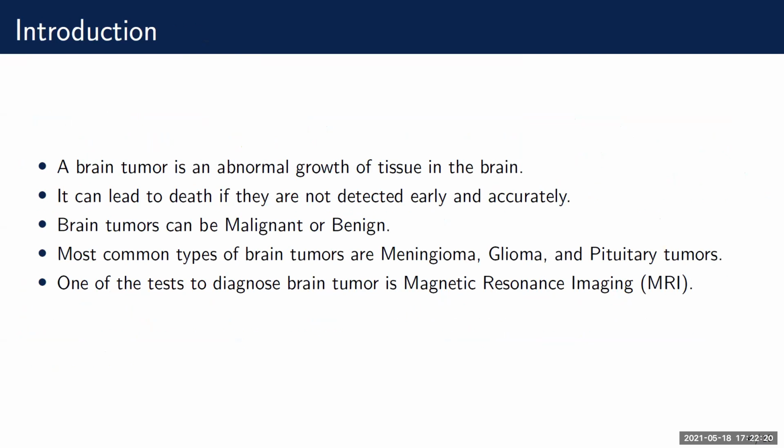So coming to the introduction, brain tumor is an abnormal growth of tissue in the brain which can lead to death if not detected at an early stage. Brain tumors can be cancerous, that is malignant, or non-cancerous, benign. The most common types of brain tumors are meningioma, glioma, and pituitary. One of the tests to diagnose brain tumor is MRI. An MRI scan is preferred because it is less harmful and more accurate than a CT brain scan.